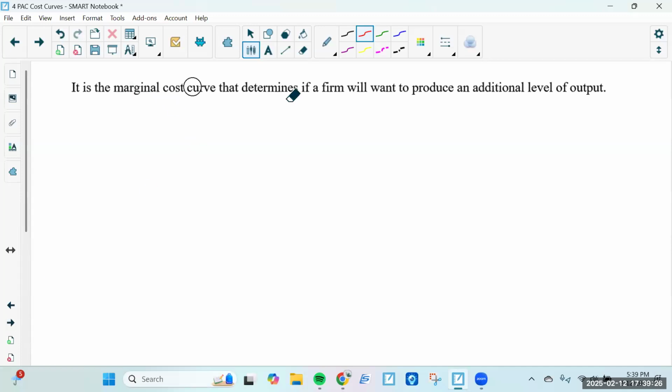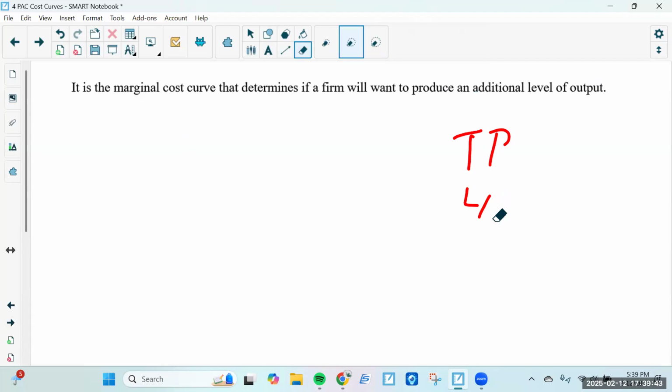It's the marginal cost curve that determines if a firm wants to produce an additional level of output. In other words, my ice cream parlor here is doing a total product of 43 ice creams. I've got to decide, do I want to produce a 44th unit of ice cream? If I'm producing 43 right now, do I want to produce a 44th? And most people would say, well, yeah, businesses are in business to produce as much as they can.